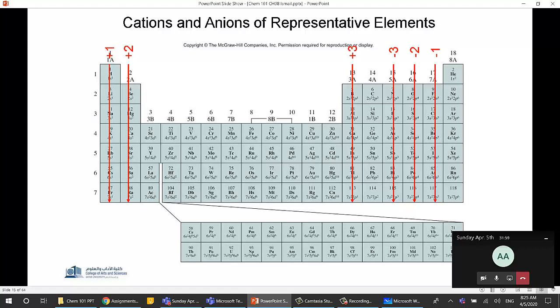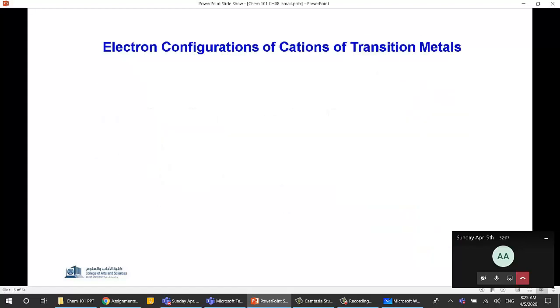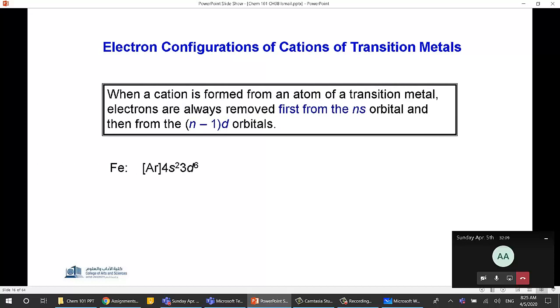Now, what about the transition metals in the middle? As we said, transition metals make different ions, so you will have +2, +3, +4, and so on for the same element. There is an important rule for transition metals when you make an ion. This rule is first in, first out. You can write it down in your slides.